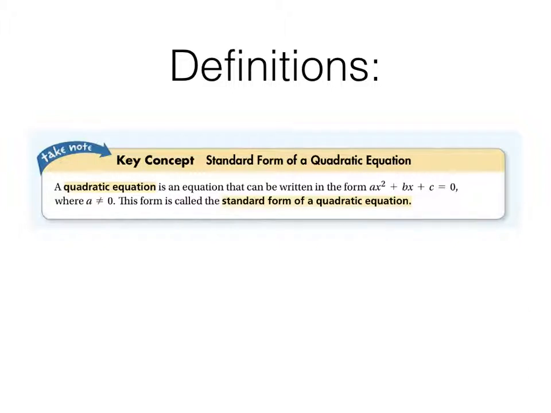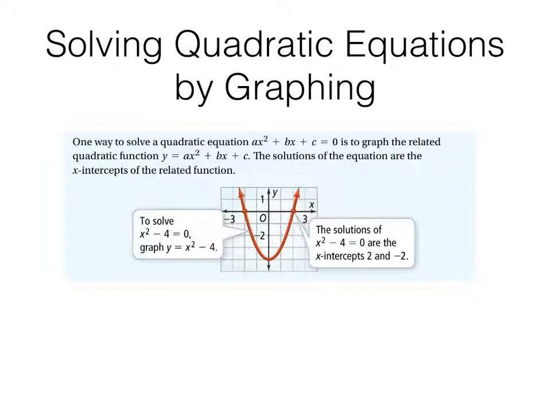We've graphed the functions, now we're going to solve the equations. Of course, one way to solve the equations is by graphing. So one way you do it is to graph the related quadratic function. So that would be replacing the 0 with a y, like we just talked about a minute ago, and graphing it. The solutions of the equation are the x-intercepts of this related function.